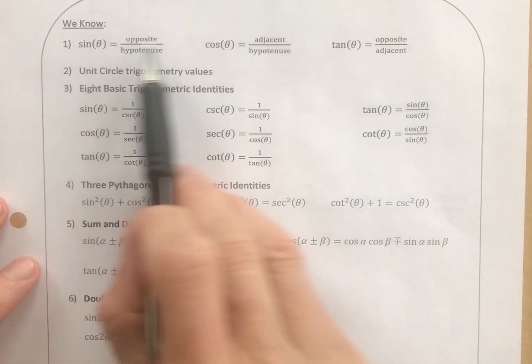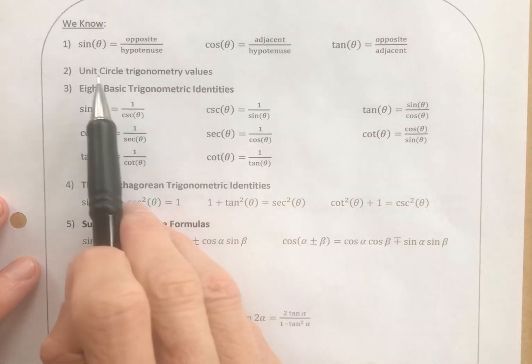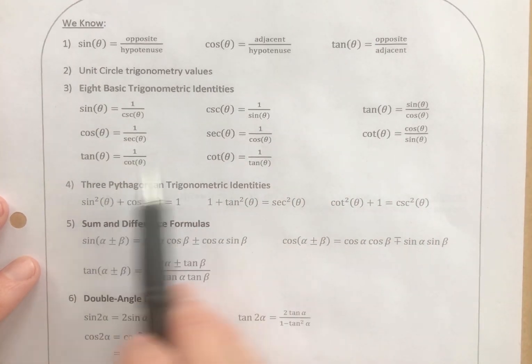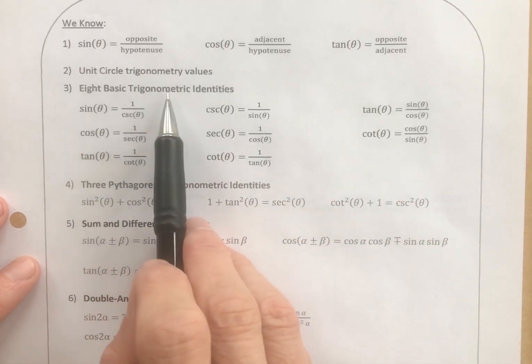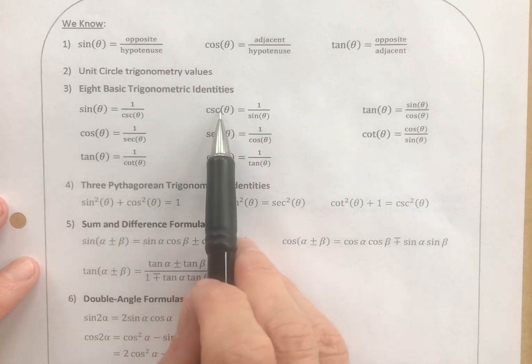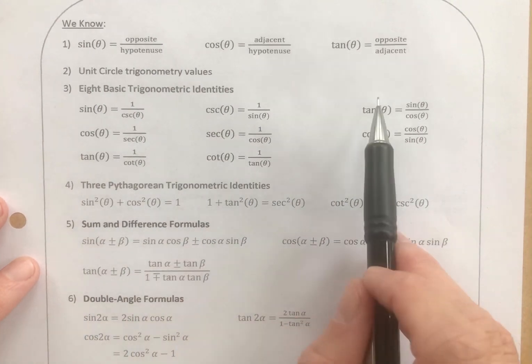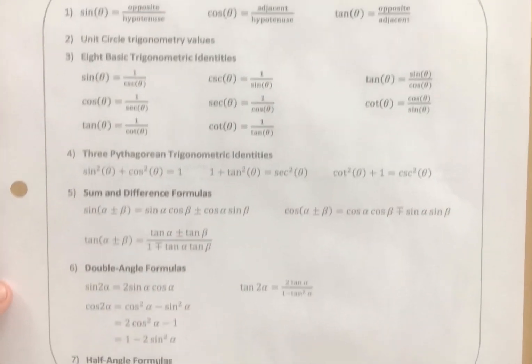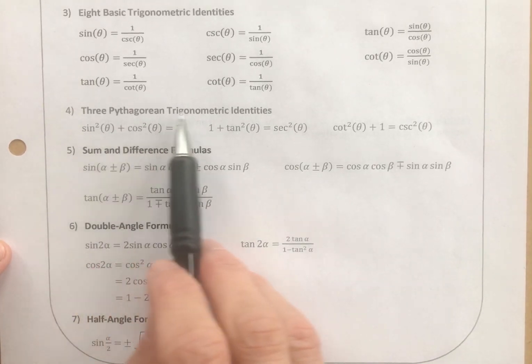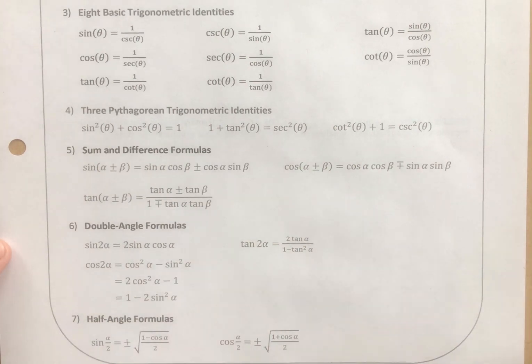We know our sine, cosine, and tangent. We know our unit circle trigonometry values. We know the 8 basic trigonometric identities: sine, cosine, tangent, cosecant, secant, cotangent. We know our 3 Pythagorean trigonometric identities.